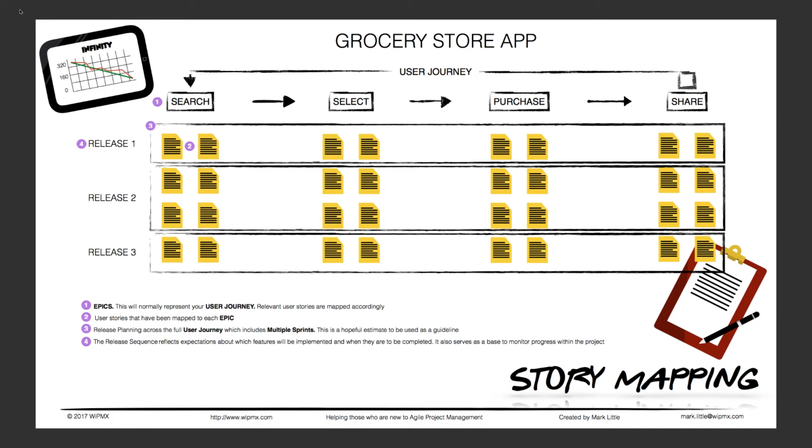Now, in your product backlog, your PBIs, product backlog items, each one should fall into one of these containers, one of these epics. So let's break that down. We'll take a look at the search epic, for example. Now, under search, we have stories related to your product catalog and your product details page.